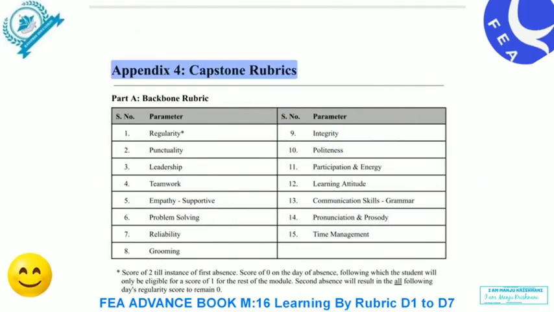4. Capstone rubrics. Part A. Backbone rubric. S. No. Parameter. 1, 2, 3, 4, 5, 6, 7, 8. Regularity. Punctuality. Leadership. Teamwork. Empathy. Supportive. Problem solving. Reliability. Grooming. 9, 10, 11, 12, 13, 14, 15.